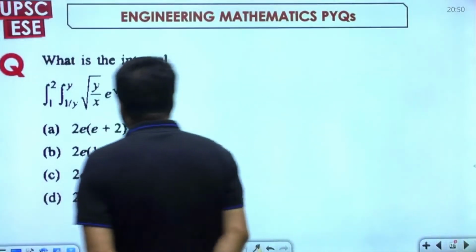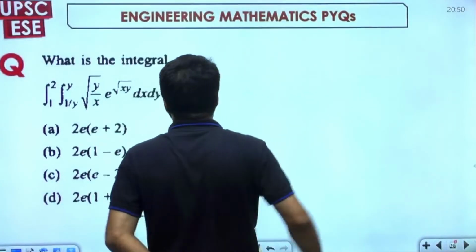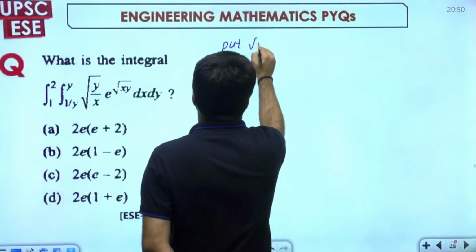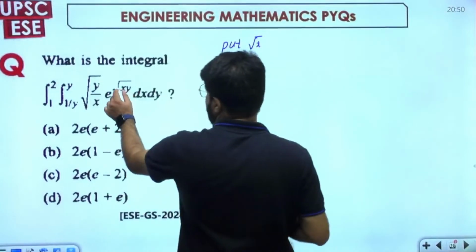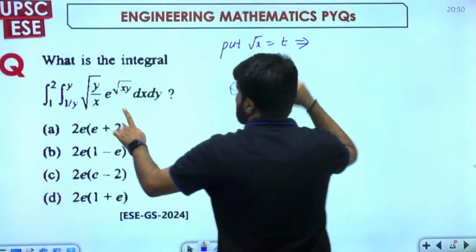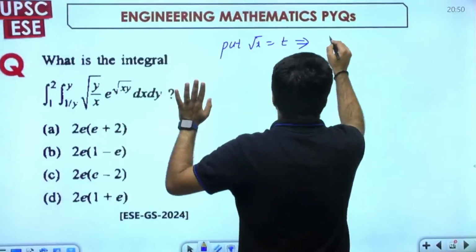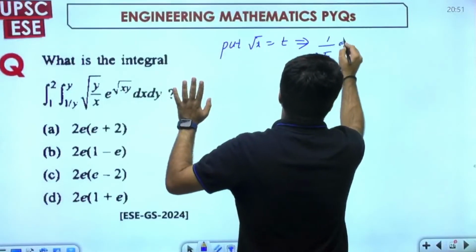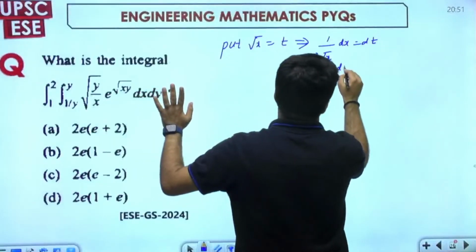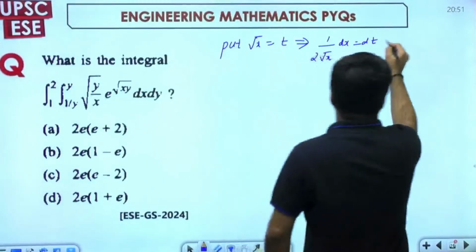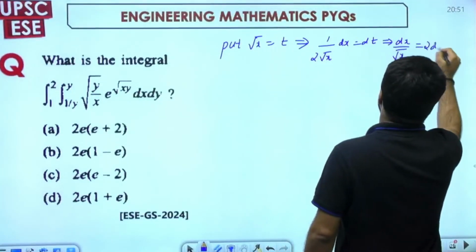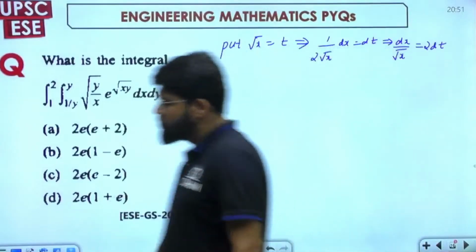Right. If you have to integrate with x first, what you can do is put down root x, because you have to integrate with x as the variable. So e power root x is the term. Now let's put down root x equal to t. What will happen if you put down root x equal to t? Differentiating, you get 1 by 2 root x dx equal to dt. So this particular term, dx divided by root x, should become 2 dt.